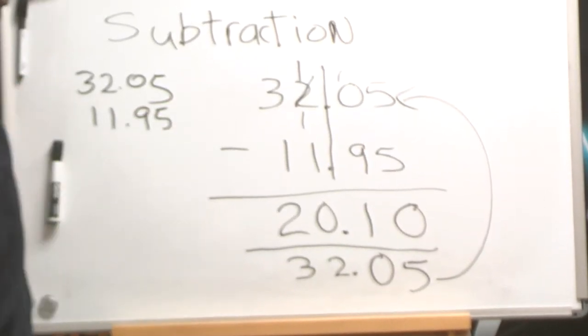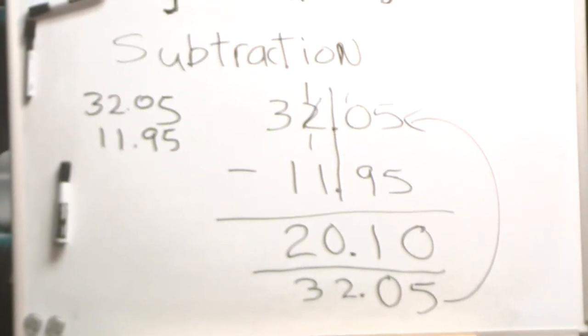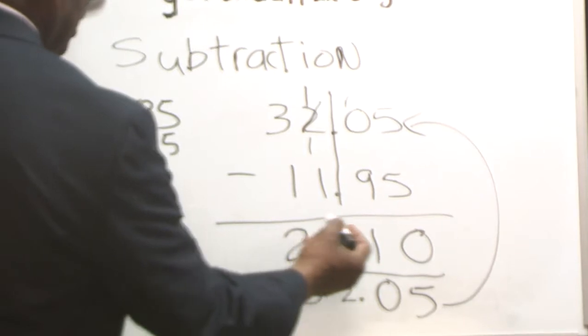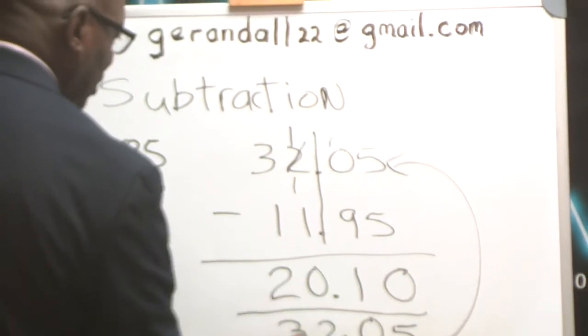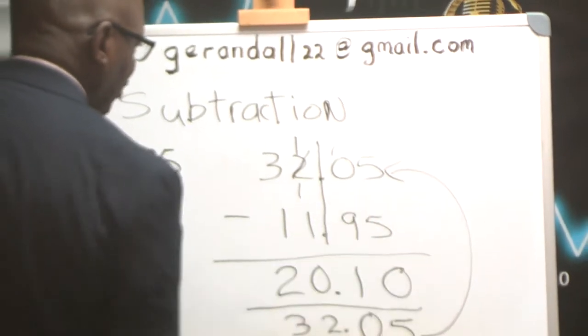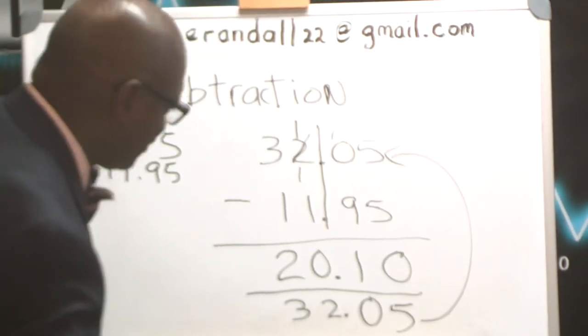Oh, my cameraman has changed that for me. I appreciate that. Okay? So, again, the verification was adding our answer to what we subtracted, and we came up with 32.05. All righty.